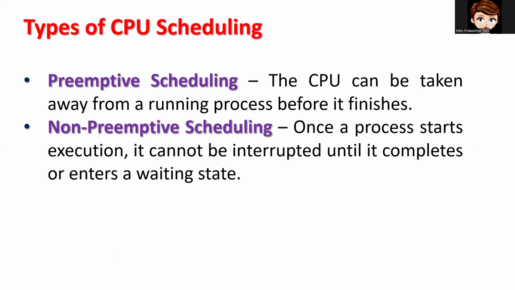Preemptive scheduling, where the CPU can be taken away from a running process before it finishes, and non-preemptive scheduling. Once a process starts execution, it cannot be interrupted until it completes or enters the waiting state. So these are the basic types of CPU scheduling algorithms, and we will be seeing algorithms which would be categorized into these two types only.